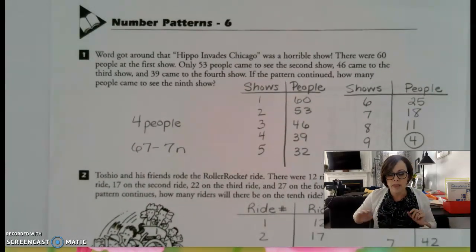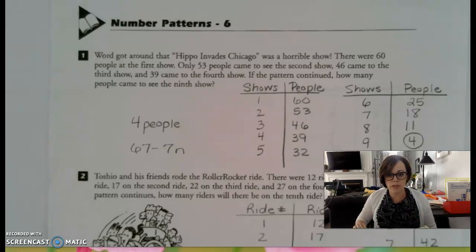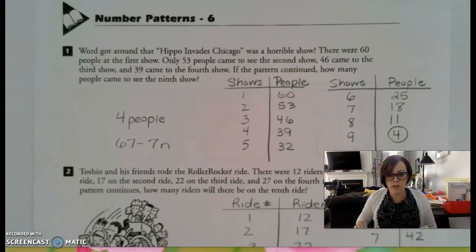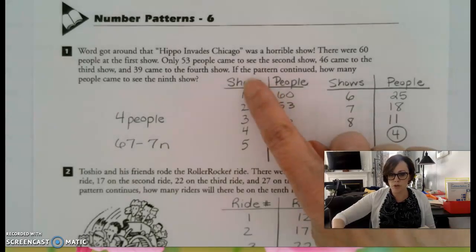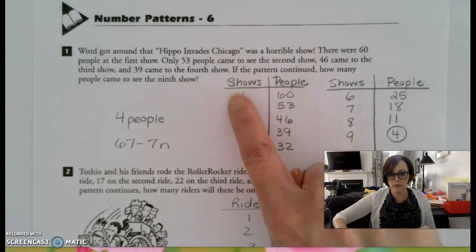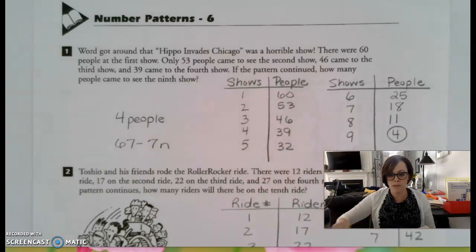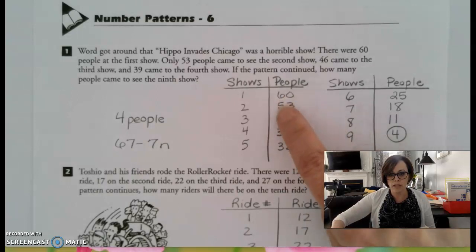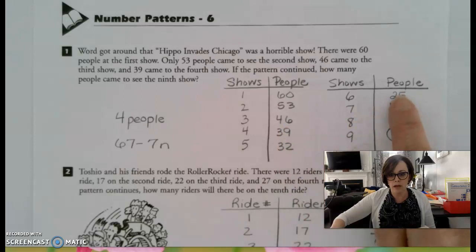set 6. This particular sheet offered 3 different problems, and this first one had you create the table all by yourself. I set my table up to show that shows were on the left-hand side and number of people were on the right-hand side. And you can see that I labeled the sides of my table to be sure I was organizing my information. I went ahead and jotted in the information that the problem gave me and extended the pattern until I got all the way down to the 9th show.